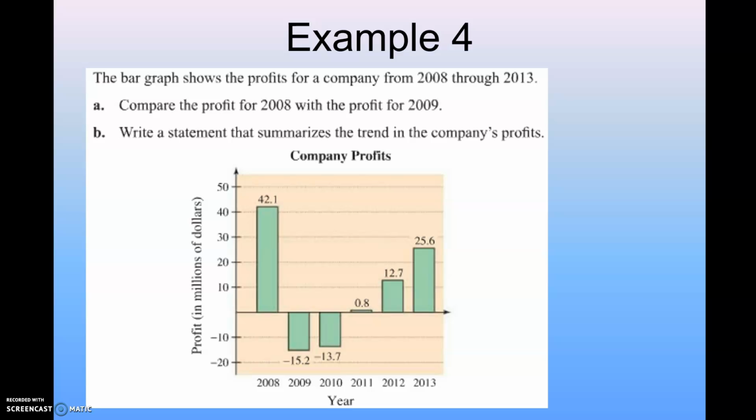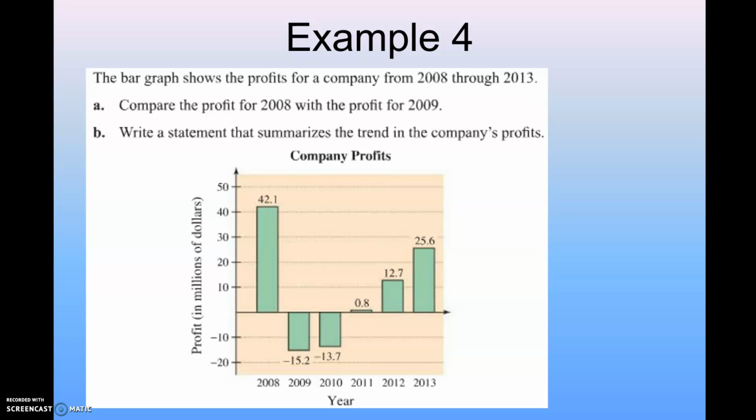This is kind of like, I think they have these in the science section of the ACT. They give you a chart or a graph and ask you to analyze it, make a statement from it. So let's just talk about this. This is company profits in millions of dollars. In 2008, they had a profit of $42.1 million. In 2009, what was their profit? Negative 15 point, they lost $15.2 million.